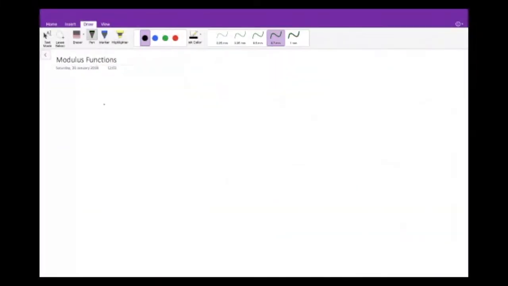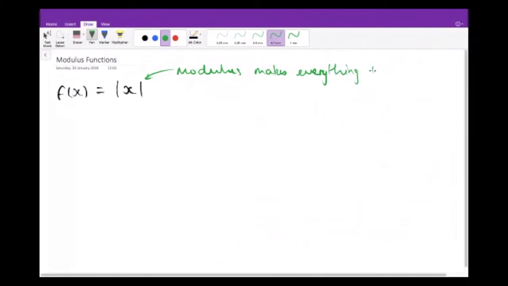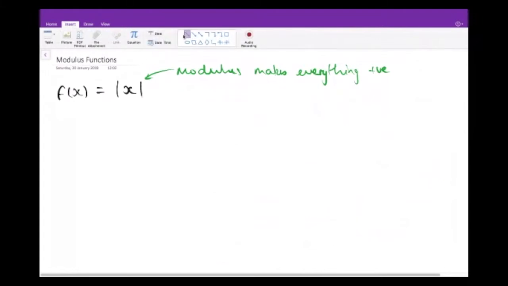So the modulus function is given as f of x in general equals, say, modulus x. So remember that this modulus makes everything positive. Okay. So if we wanted to sketch this graph, the best way I think of working out how a modulus function looks is sketch the normal function.